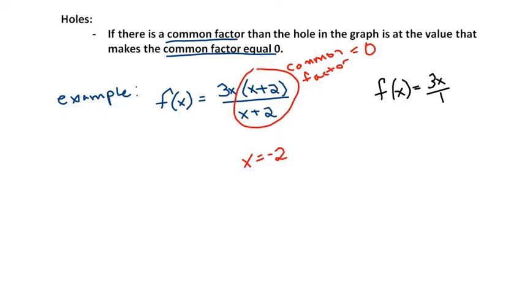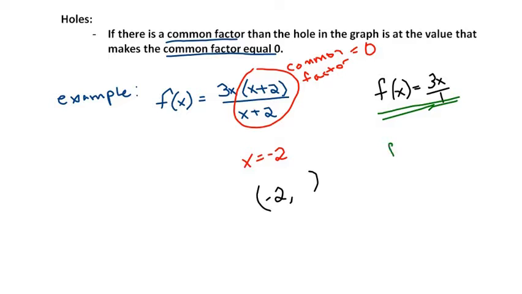Holes are not thought of as x equals numbers. They're actually thought of as ordered pairs. So negative 2 is the x value. The question is, what makes this y value? And what you have to do is take the negative 2 and plug it back into f of x after you simplify. So you have to plug it in over here.